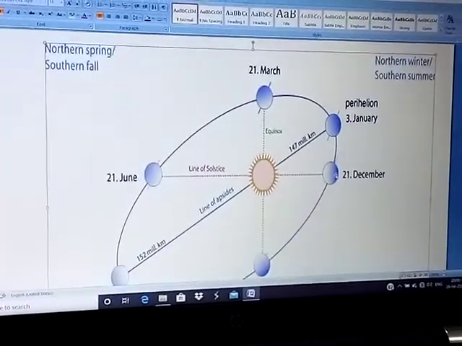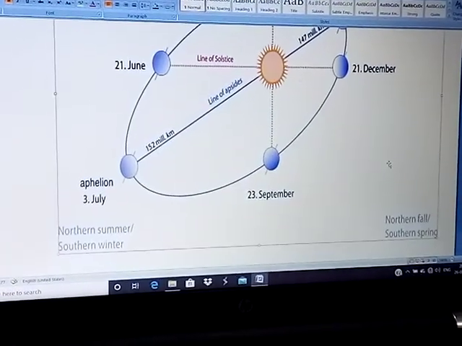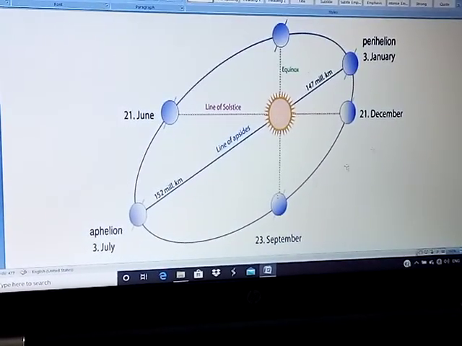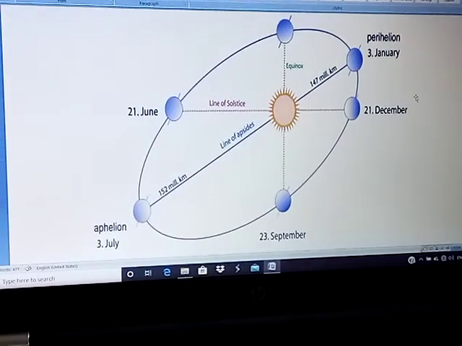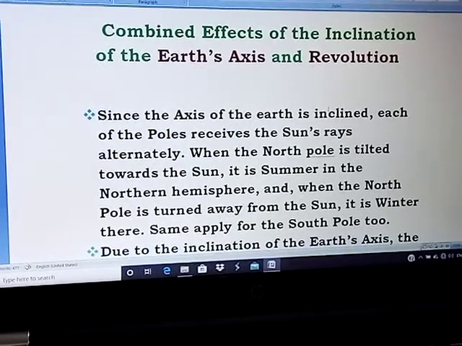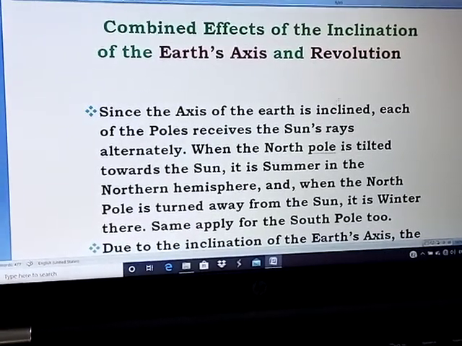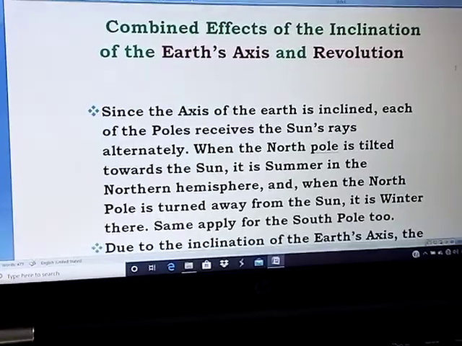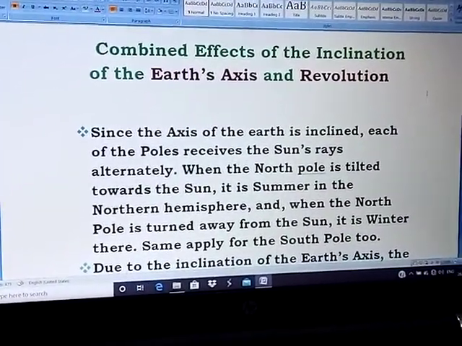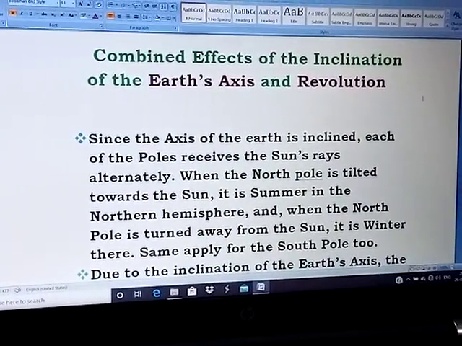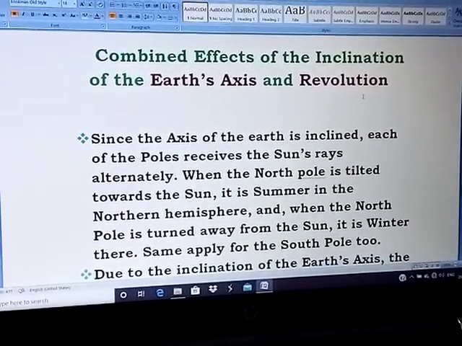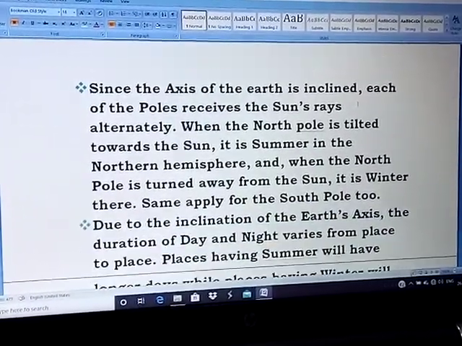Once again, this is your diagram. I'll be sending this diagram along with your assignment. It will be easy for you to understand, to assimilate the chapter. Now there are combined effects of the Earth's axis as well as revolution, because the Earth's axis is tilted and because the Earth goes around the sun. These two things, rotation as well as revolution together, have combined effects that happen on the Earth.